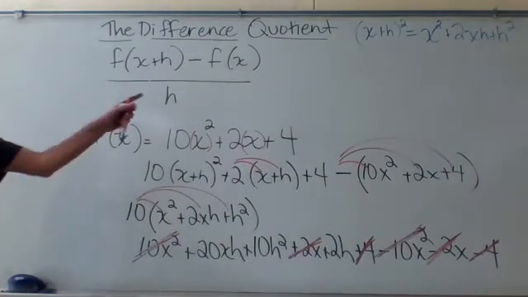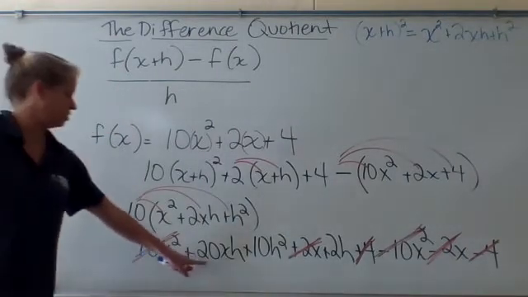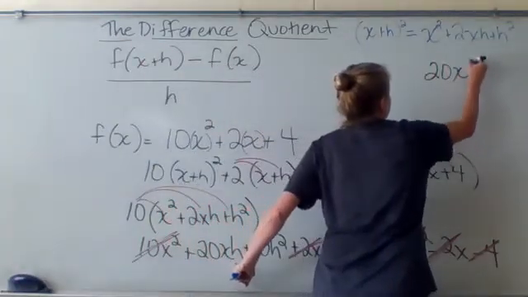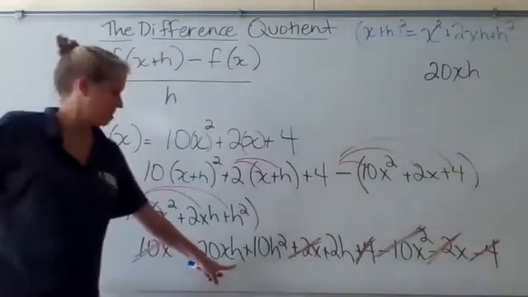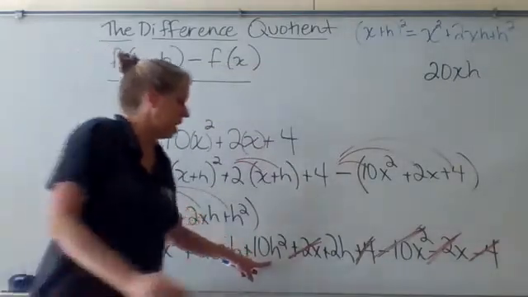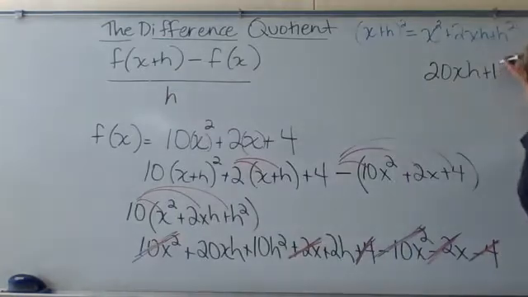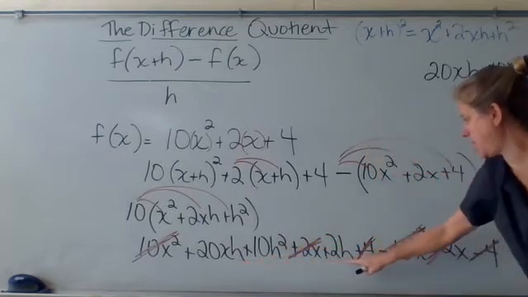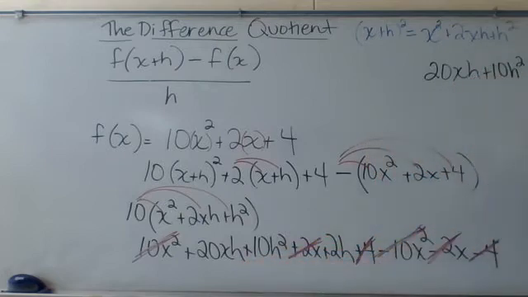So I'm going to write what I have left. I've still got a 20xh. I've still got a 10h squared. So 20xh, 10h squared, and +2h.